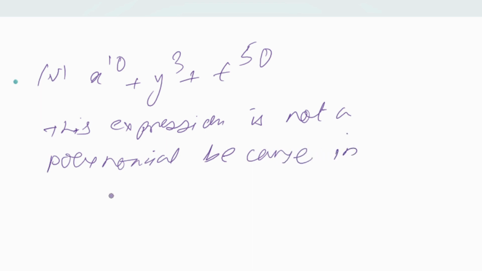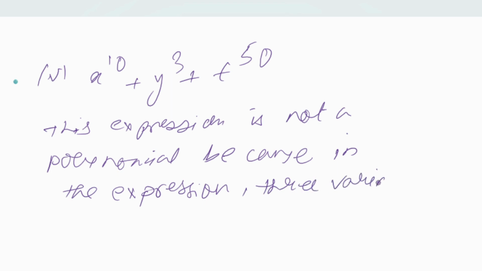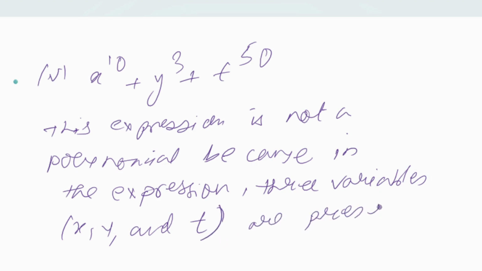Because in the expression, three variables, x, y, and t, are present. Okay, this is the reason. This is a polynomial, but in three variables, not in one variable. Okay, so I hope guys you understood this.